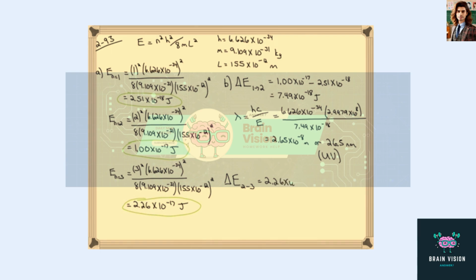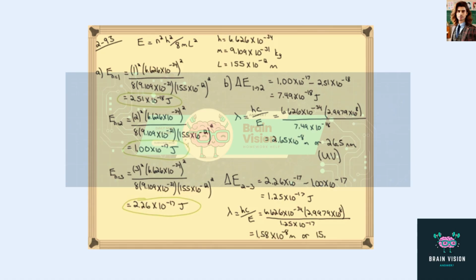We'll do the same thing for the energy transition from 2 to 3. Subtract these two numbers, get 1.25 times 10 to the negative 17. Plug that into our energy equation so we can calculate lambda, and we get 1.58 times 10 to the negative 8 meters, or 15.8 nanometers, which also lies in the ultraviolet range.